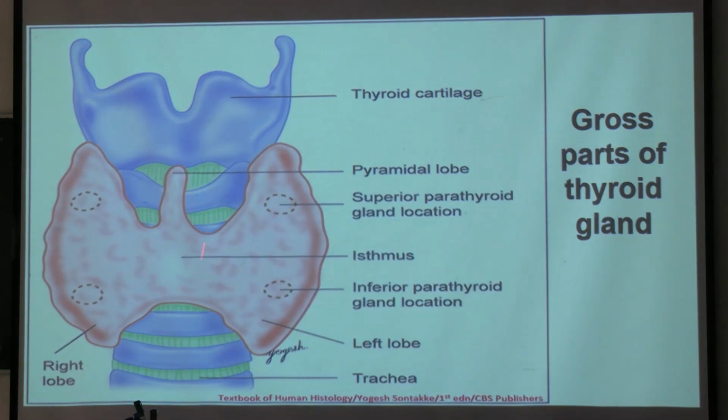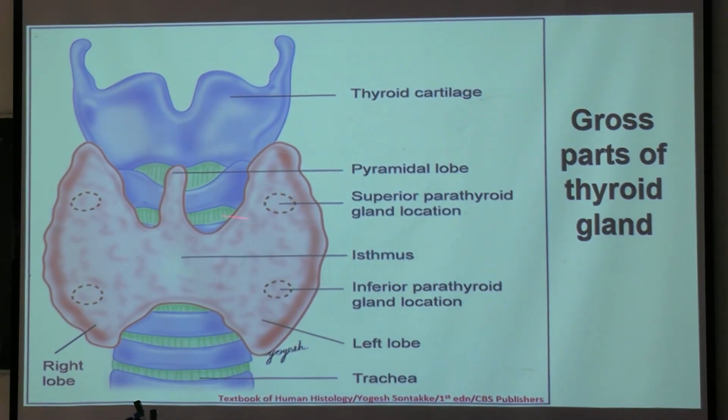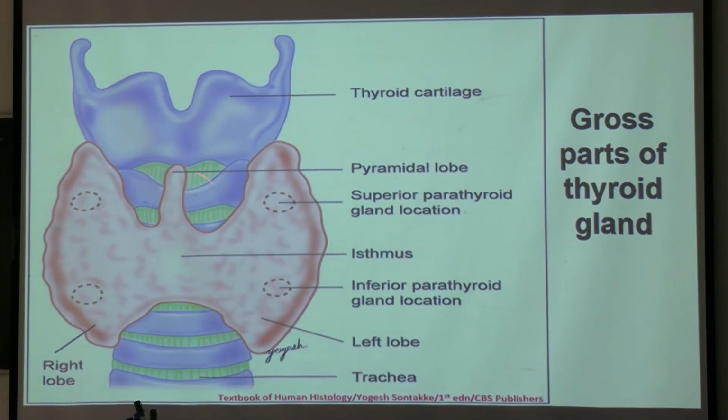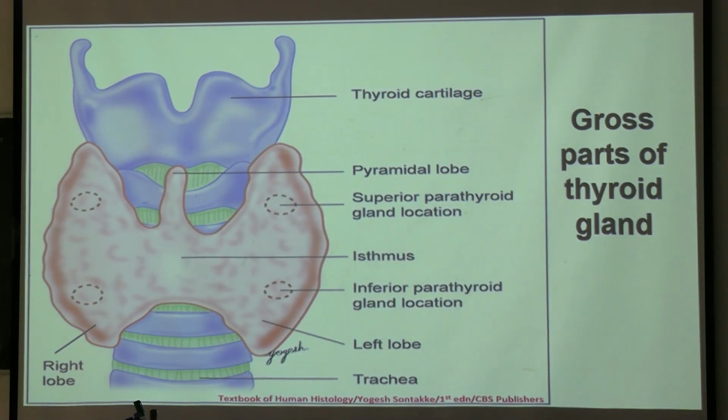These are the two lobes, right and left lobe of the thyroid gland, and this middle part here, two lobes are connected by this part. This is known as isthmus. Okay, and from the isthmus sometimes one small lobe is extended upward, and this is pyramidal lobe. This is not always present.